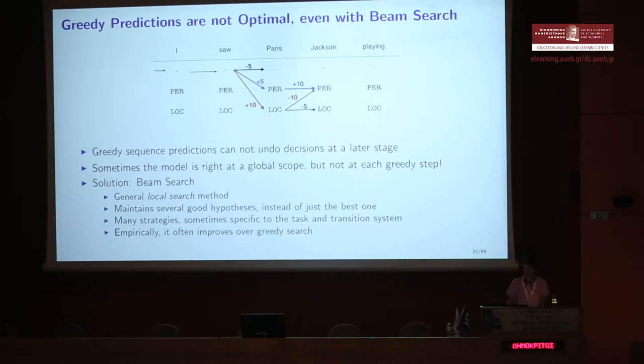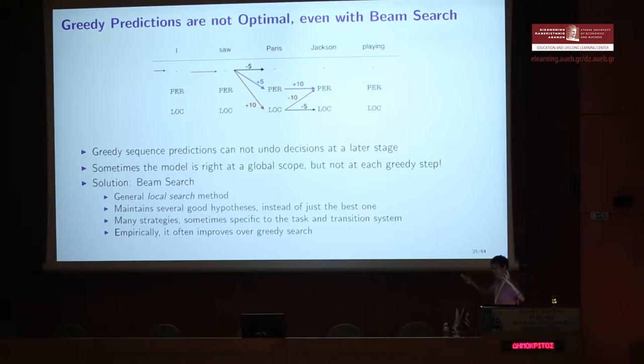But there is a problem: greedy predictions are not optimal, and that's what was asked before, even when we apply strategies like beam search. Because a greedy system, when it makes a decision, cannot undo it. It cannot backtrack, okay? You might think of backtracking, things like that. Well, with greedy, we're not doing that, okay? And sometimes we made a wrong decision, and sometimes the model is good enough that with a larger scope, the model would have been correct.